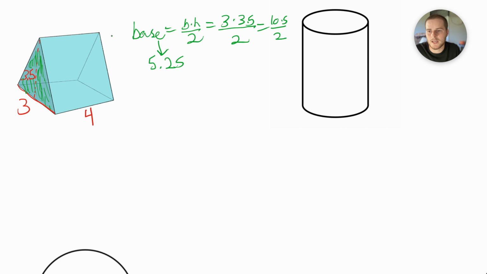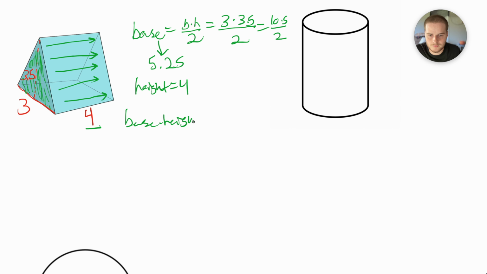Okay, now we have that, we want to see which direction we need to go in to fill the shape. So you can see that we need to go all throughout this way to make it filled in 3D. And the side length that is corresponding to that would be this 4 right here. So we'll say the height is equal to 4. Okay, now we have our equation, base times height equals volume.